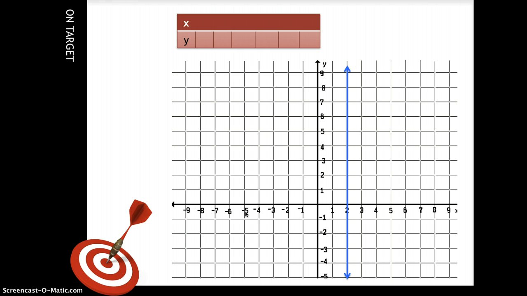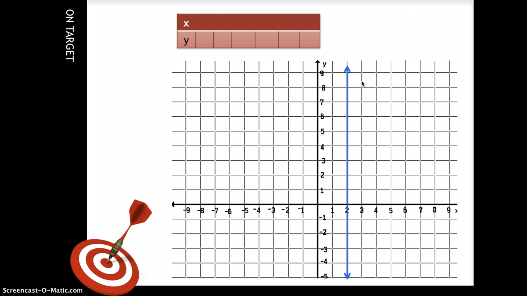Let's start by examining a line which is parallel to the y-axis. On this one, I already have a line and a table of input and output values. What I'm going to do is identify some of the points that are on the given line, the blue line.